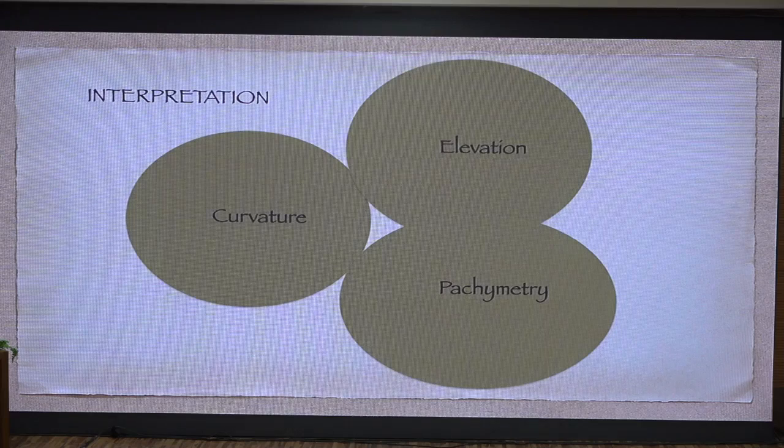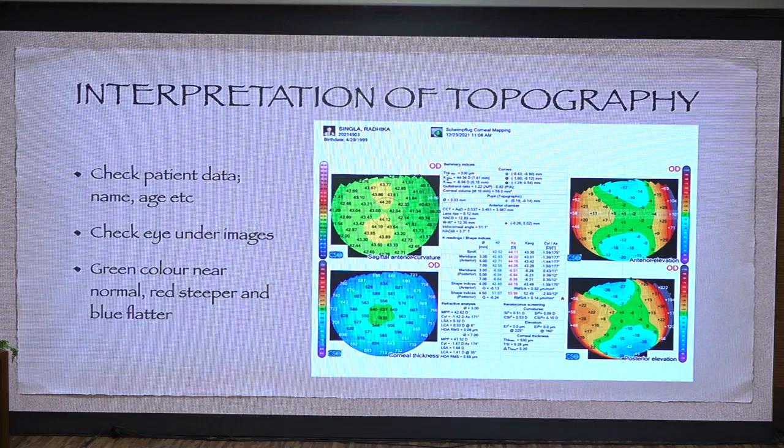And third important parameter is pachymetry, meaning the thickness of the cornea. So this topography is going to give us the whole profile of the cornea, that is, how the pachymetry is changing from the center towards the periphery. So all other devices were just seeing the optical zone or the central zone.